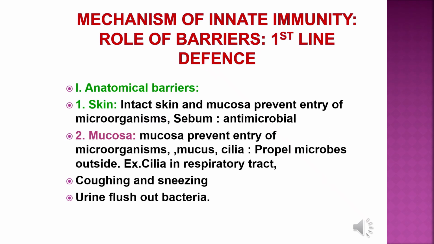The mechanism of innate immunity is the first line of defense. Examples: first is the anatomical barrier. Skin and mucosa. Intact skin and mucosa prevent entry of microorganisms. The sebum present in skin is antimicrobial. Mucus and cilia present in the mucosa propel microbes outside. Example, cilia in the respiratory tract. Then coughing, sneezing and urine flush, all these mechanisms remove bacteria.